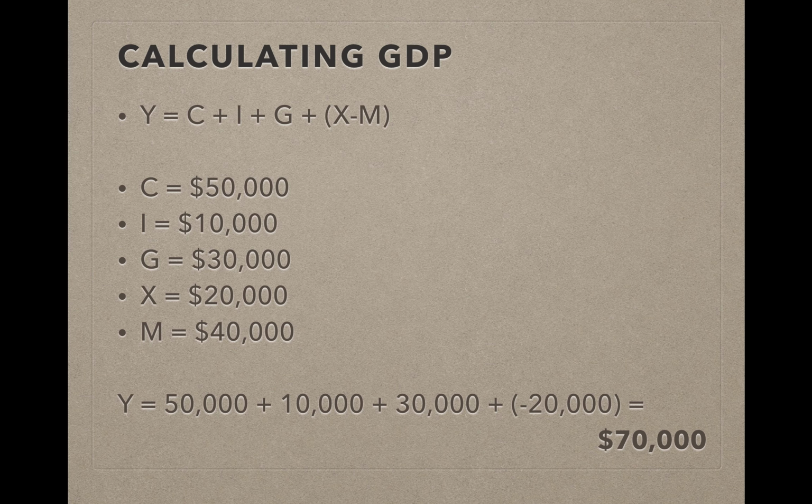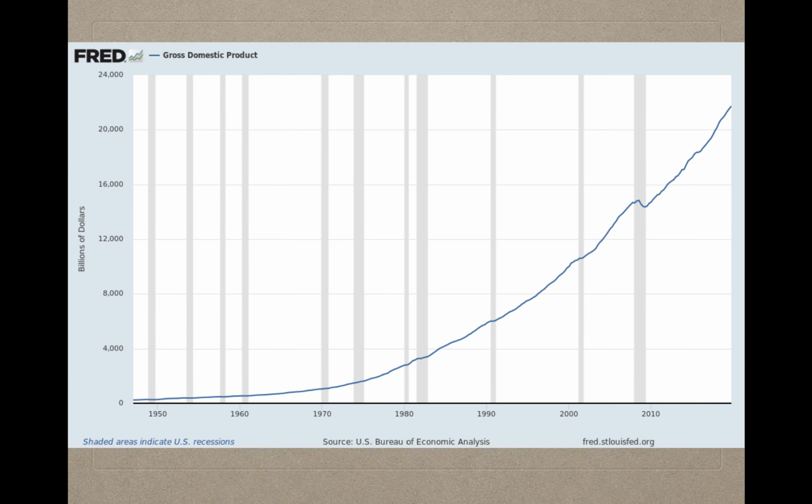Add your consumption, $50,000, plus your investment, $10,000, plus your government spending, $30,000, and then you would add your X minus M. And in this case, it's a negative number because our exports are lower than our imports. You would do 20,000 minus 40,000. That would give us a negative 20,000. So we're going to add that negative number, which gives us a total of $70,000. In this scenario, our GDP is 70,000.